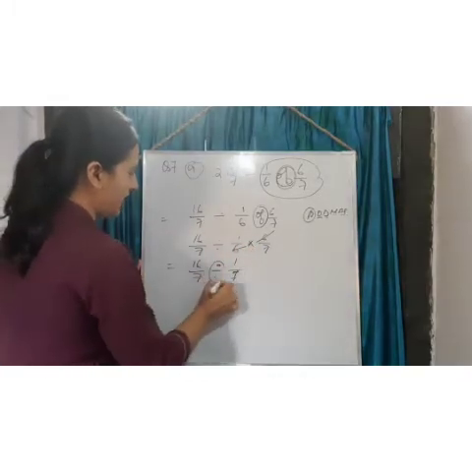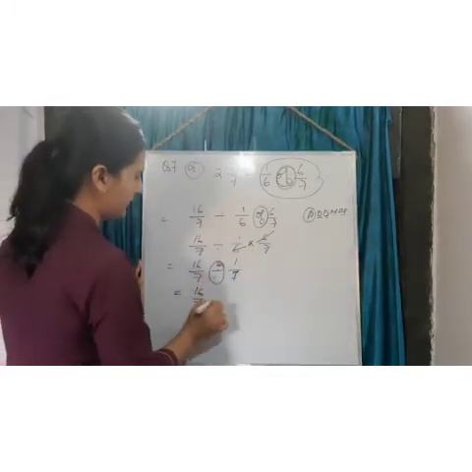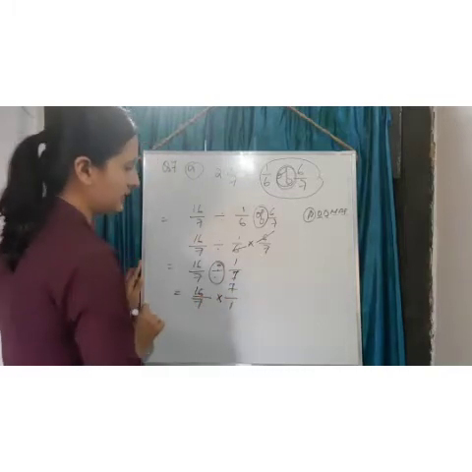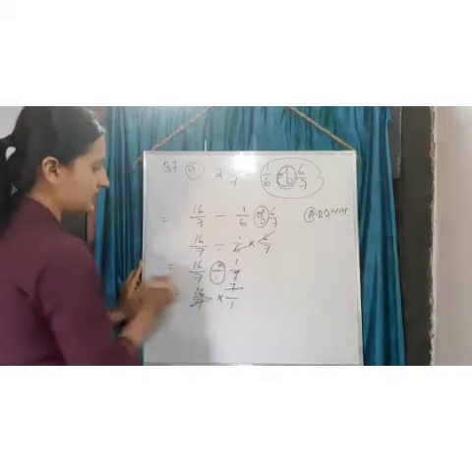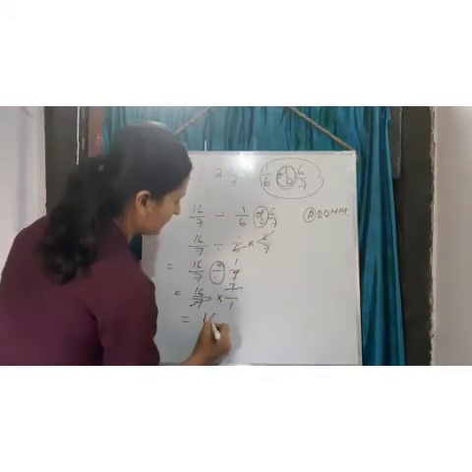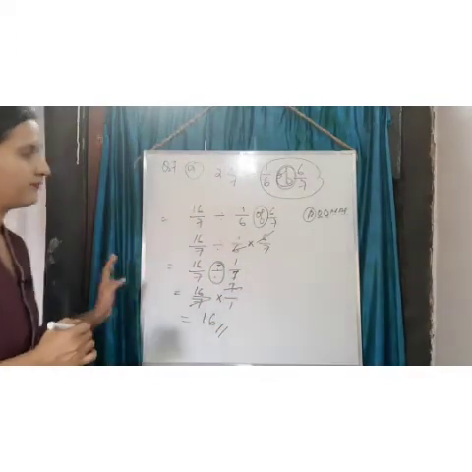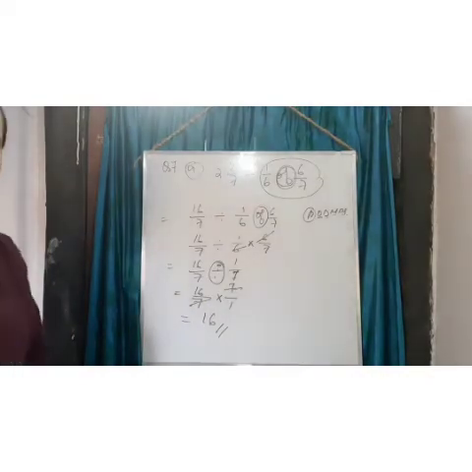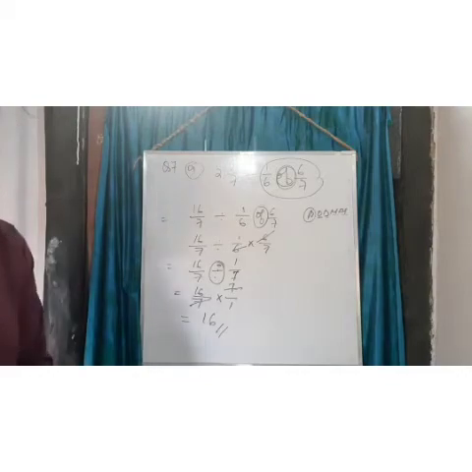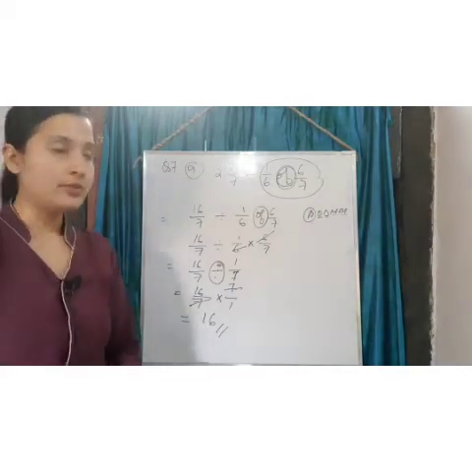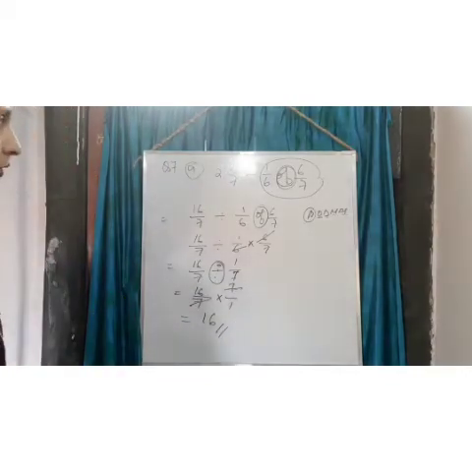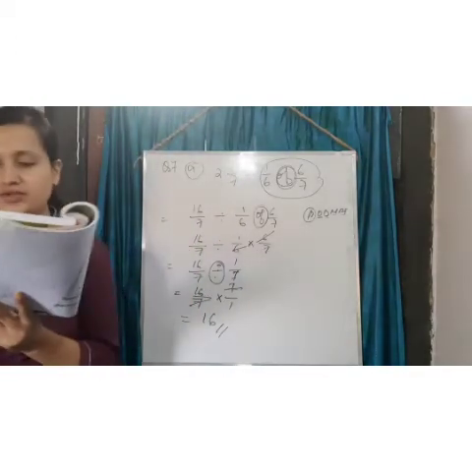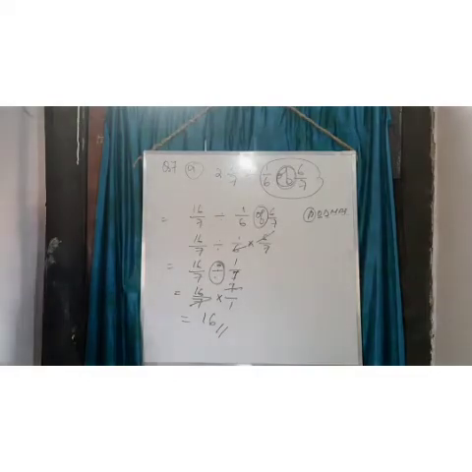Now we have to change this sign. 16 by 7 into 7 by 1. Correct? So this 7 and this 7 will be cancelled out. So your answer is 16. I hope that you are able to follow this. So let us try one more question from the same, so I hope then it will be more clear to you. Okay. So let us try question number E, 7E.